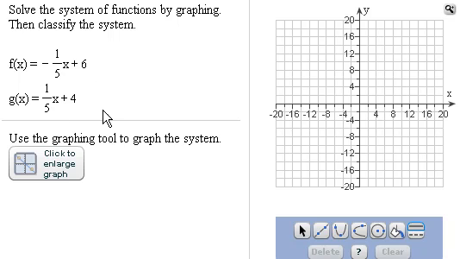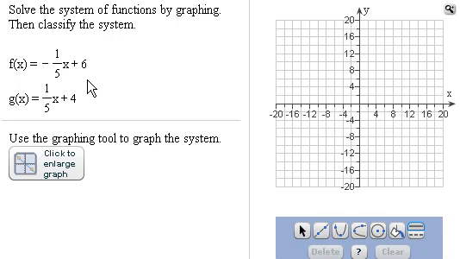This is an example of solving a system of equations, or a system of functions, by graphing. Both of these equations are given to me in slope-intercept form. They're both linear equations, so their graphs will be lines, and because of the form they're given in, I can find the y-intercept and the slope almost immediately, and that's what I would use to graph it.